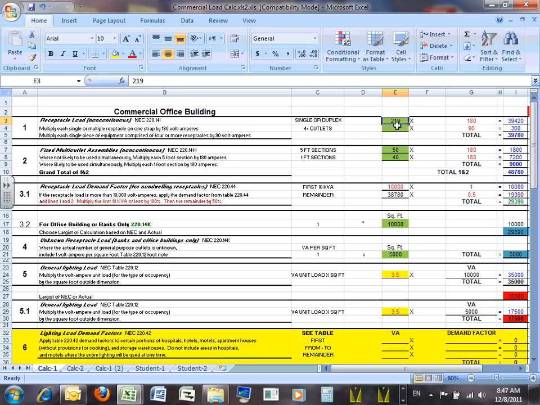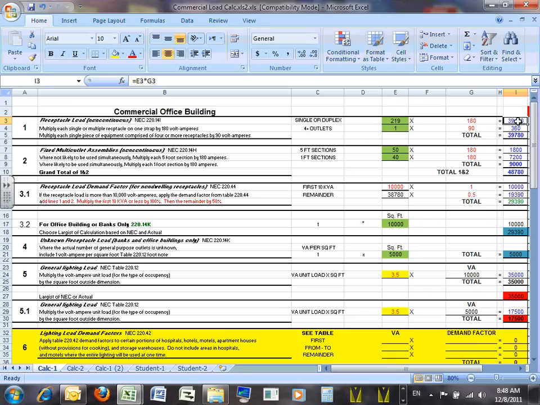You count, these are 219, this is old. Now this is an example. This is not your project. This is an example. For you guys, you're going to count them after you're done, multiply them by 180. If you have a quad, you take your quad and you multiply by 90.